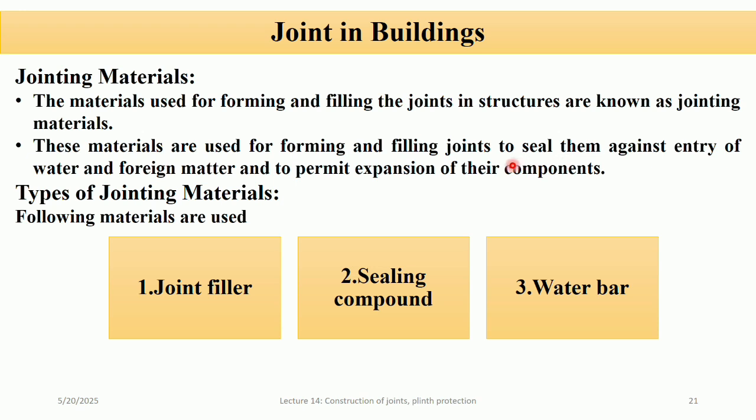These materials allow the structure to expand or shrink due to temperature changes or moisture variation without cracking. And jointing material remains flexible and adheres well to concrete or other material, ensuring a long-lasting joint even under movement or stress. So the types of jointing material are joint filler, sealing compound, and water bar. We will discuss this in the next slides.